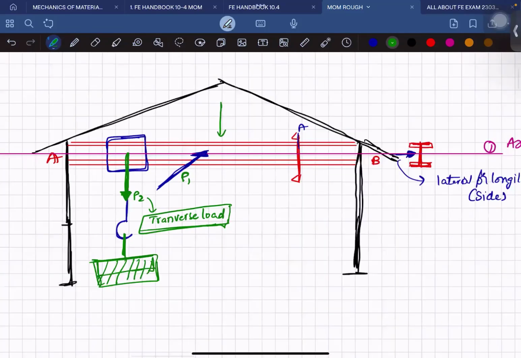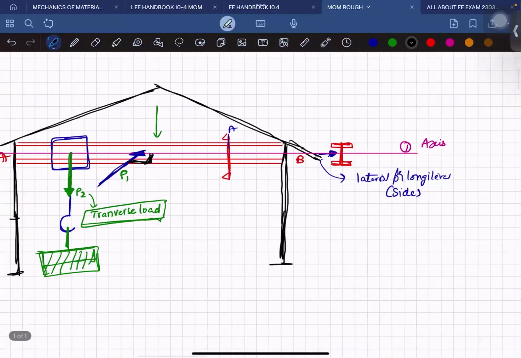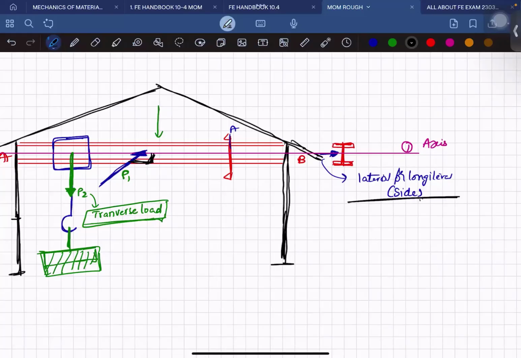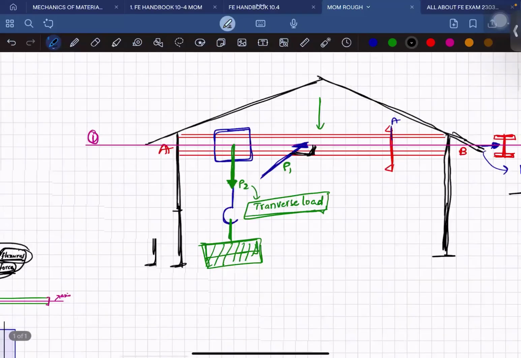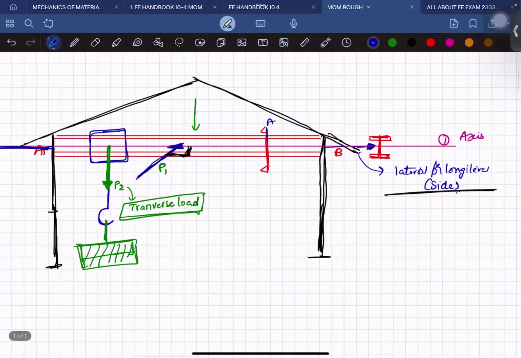And the load that is acting perpendicular to the axis itself, but in the horizontal plane rather than the vertical plane, we call it lateral load. And coming to the longitudinal load, that is pretty simple. If someone is trying to pull this beam on either side along the axis, we call it longitudinal load.